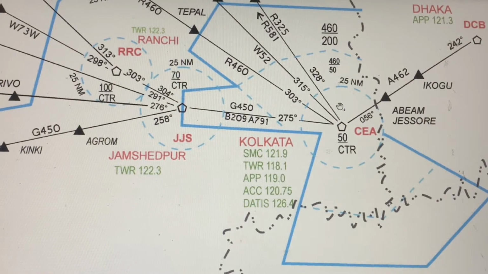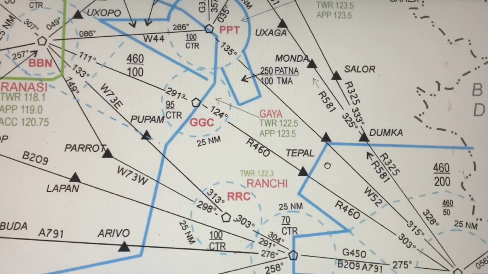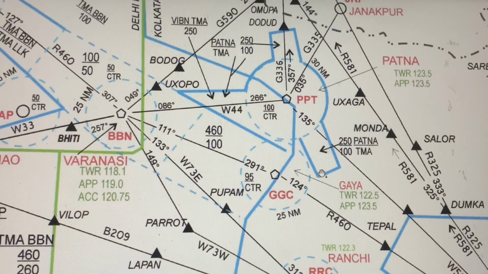area of Kolkata. So suppose you are at this point, at this point you are under the Kolkata terminal maneuvering area, and you can contact Kolkata. Suppose you are at flight level 250 at this point, in this case you can contact the Kolkata control at a frequency of 120.75.